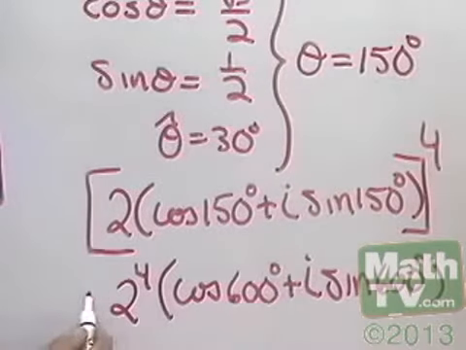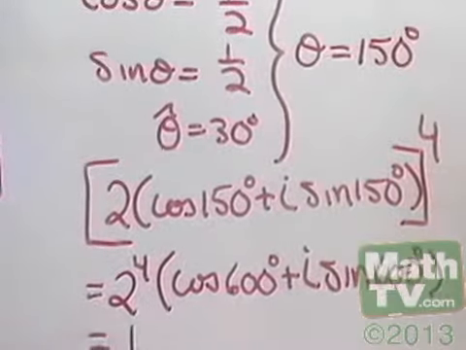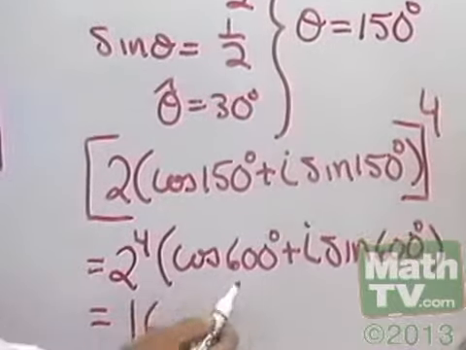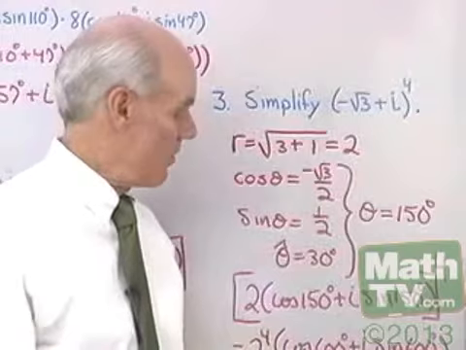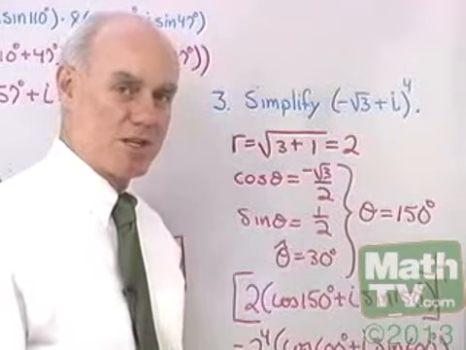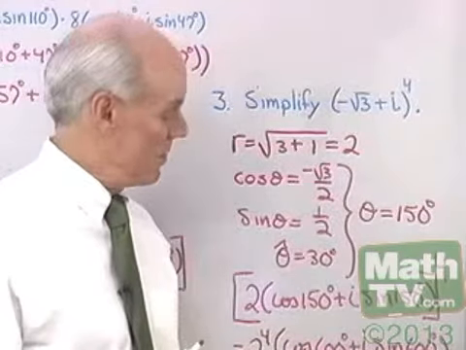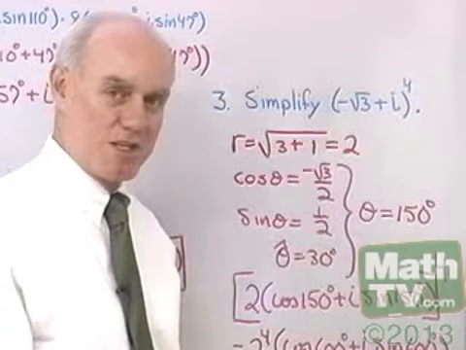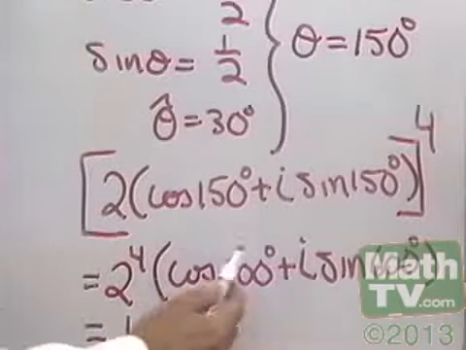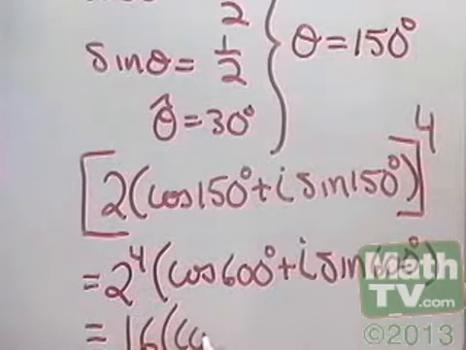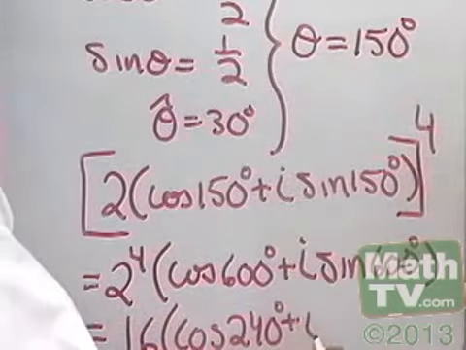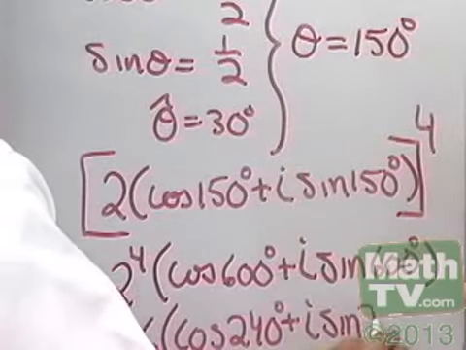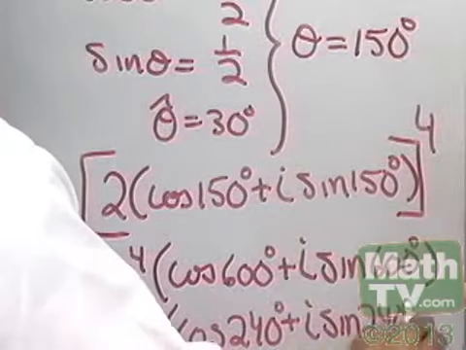So now I have 2 to the 4th, which is going to be 16. Cosine 600, what I'm going to do with my 600 right here is subtract out 1 complete revolution, or 360 degrees. That will leave me with 600 minus 360, which should be 240. So let's just write a little simpler form: 16 times cosine of 240 degrees plus i times the sine of 240 degrees.